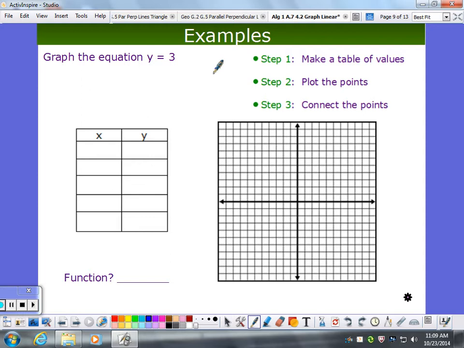And this is star one. You want to star this example. It's going to be really, really important. We're going to graph the equation y equals 3.